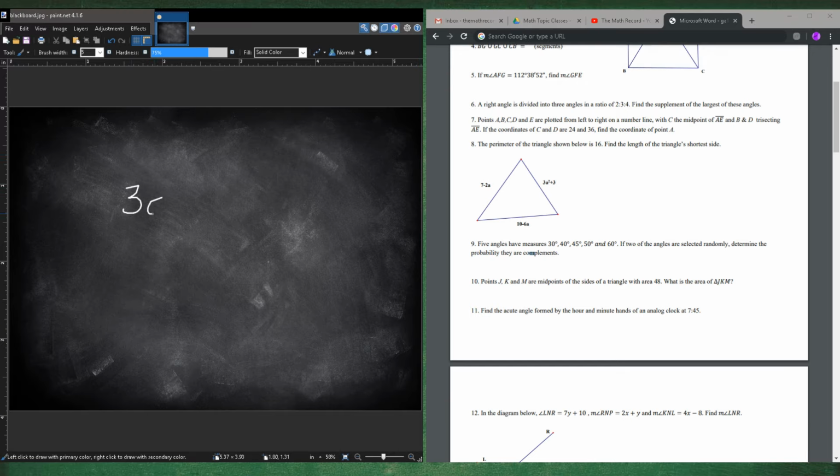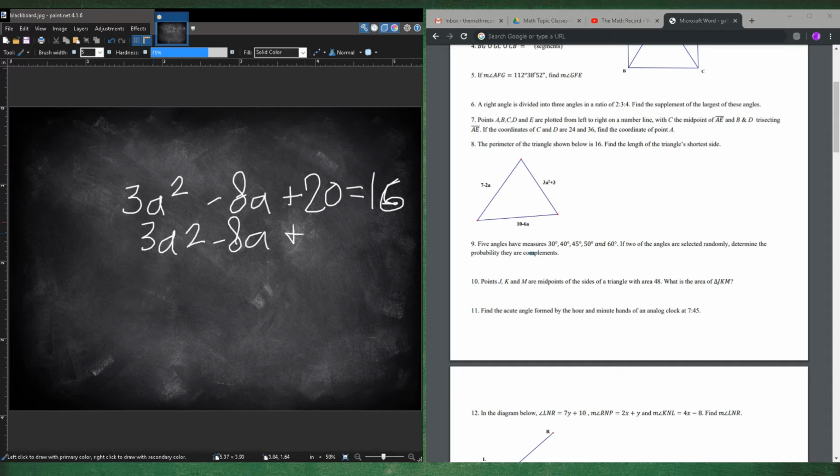Then we've got to look for the linear terms. So that's negative 6 and negative 2, so that's negative 8. And you have a 3, a 7, and a 10. So that's a plus 20, which has to equal 16, because that's the perimeter. Now we subtract 16 from both sides. Plus 4 is equal to 0. So from here, I know it's 3a and a, and since this is positive and this is negative, both of them have to be negative. So it's negative 2 and negative 2.